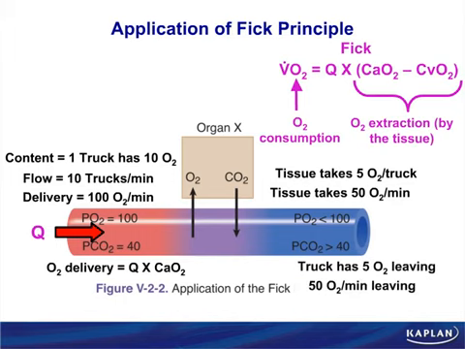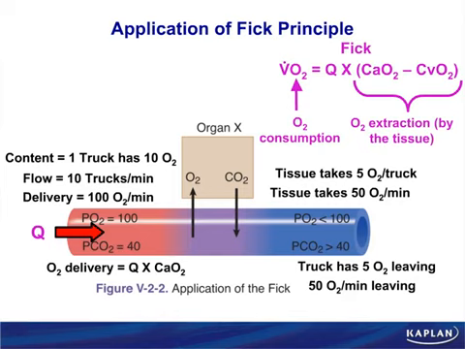Now go back up to the Fick equation. The flow is 10 trucks per minute. The AVO2 difference is 5. The tissue's taking up 5. Notice arterial is 10, venous is 5. So 10 times 5 is 50. So oxygen consumption is 50 oxygen per minute. Okay? So work with these numbers, make it nice and solid.